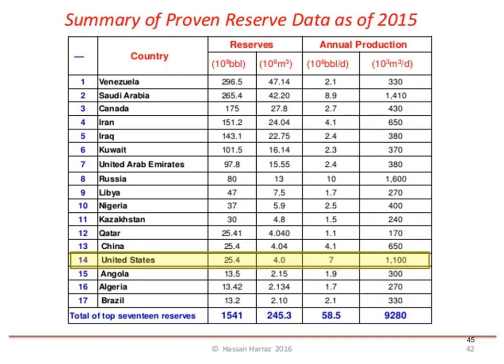United States annual production of 7.10 times 10 to the 6 barrels, times 365 days per year, is 2.56 times 10 to the 9 barrels per year, divided into 25.4 times 10 to the 9 total reserve, equals 9.9 years.